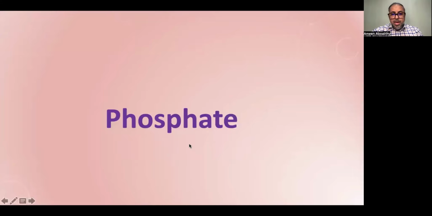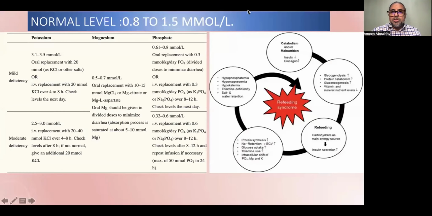I'll go to phosphate, and then I'll pause to see if there is any question. Phosphate is one of the electrolytes that's mainly intracellular, and mainly it's in the bone. When we talk about phosphate, the main thing that we talk about is refeeding syndrome. And refeeding syndrome, of course, is not in a patient with advanced CKD. The phosphate in advanced CKD is another story. I'm not talking about it tonight. I'm talking mainly about patients with good kidney function.